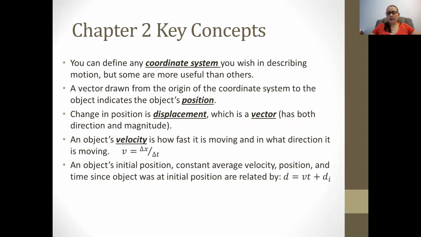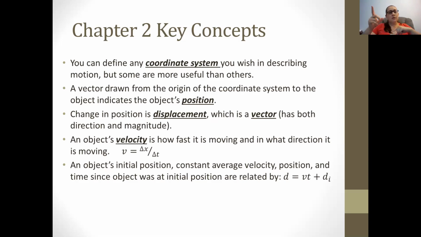Chapter 2 was our introduction into motion. And so when we're dealing with motion, whether it's in one direction or multiple dimensions at the same time, it's essential that we establish a coordinate system. Now we can make this coordinate system pretty much however we want to, unless it's defined for us. But we can locate our origin wherever it's most convenient.